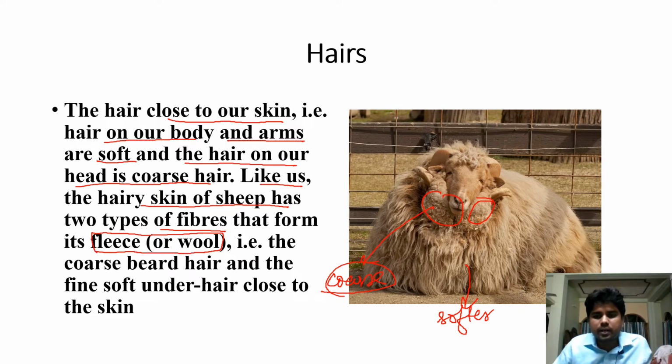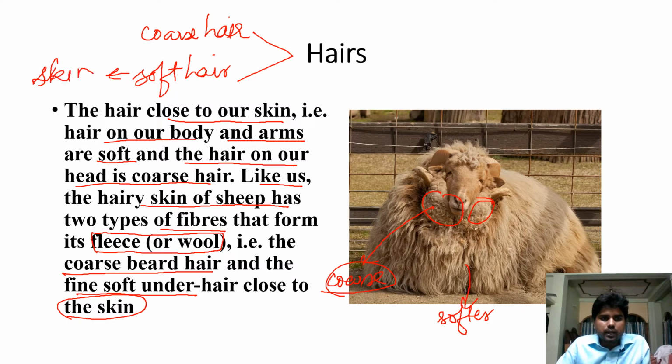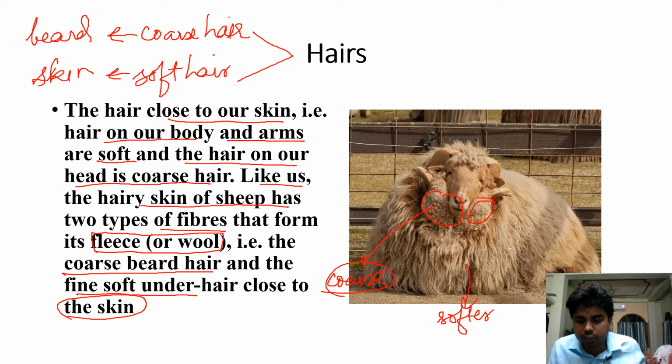So how many types of fiber are there? Basically there are two types: coarse beard hair, that is very hard hair, that is present on the cheek, and soft hair that is present on the skin. So hair present on sheep or different animals can be of two types: coarse hair, which is very hard, and soft hair that is present on our skin, and coarse hair is present on our beard. I hope this is very clear to you.